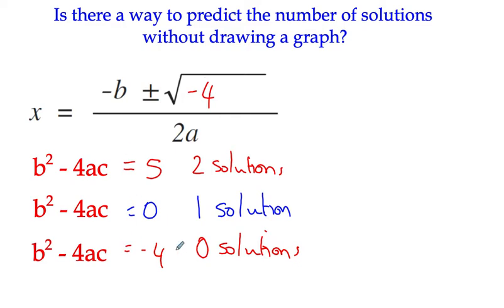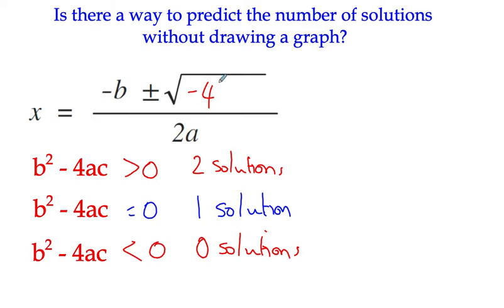Now, we can generalise that by saying not just b squared minus 4ac equals 5, we can actually say as long as it's bigger than 0, then we'll actually get 2 solutions. Because as long as it's positive in some sort, we can always find a square root to add or subtract, okay? And we can also go as far as to say any negative number is going to give us 0 solutions.